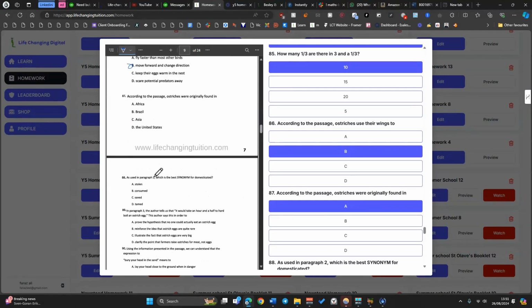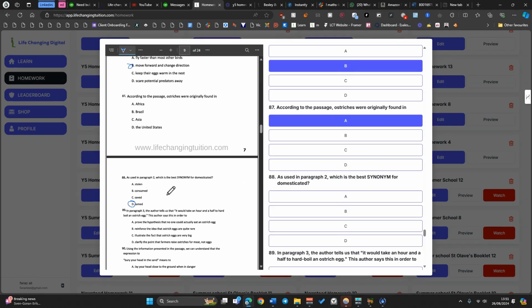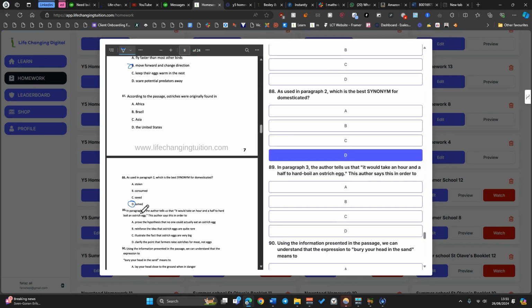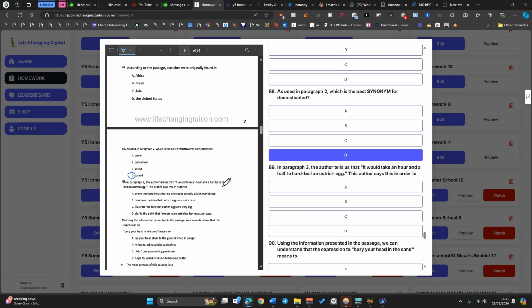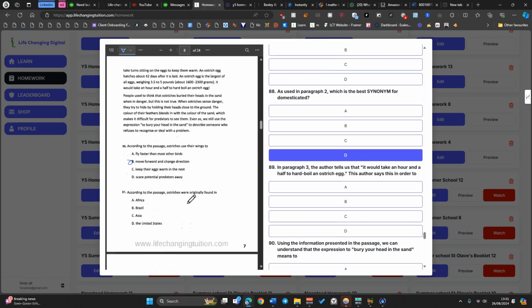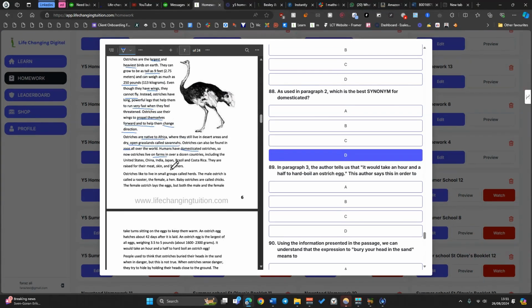So we can assume that domesticated means tamed here, because what's happening is they're taking them out of the wild, taming them and making them live on farms, right? And none of the other ones here will match that. So the answer here is D. In paragraph 3, the author tells us that it would take an hour and a half to hard boil an ostrich egg. Let's have a look.